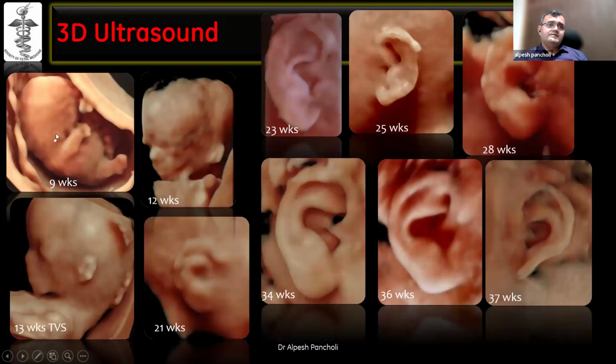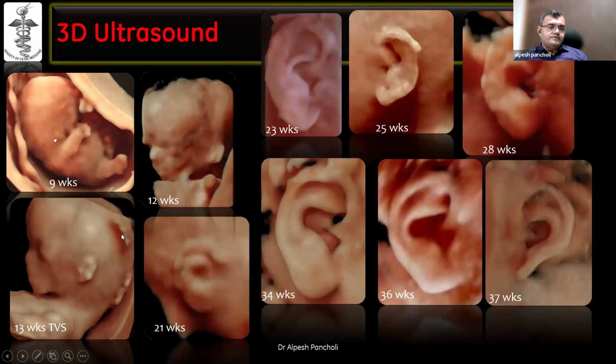At 9 weeks also, we can see the small ear at the level of the neck region, as the face develops with the mandible development. This is at 12 weeks, transabdominal. Here we can see the ear. This is 13 weeks with the transvaginal scan. The morphology is better seen.